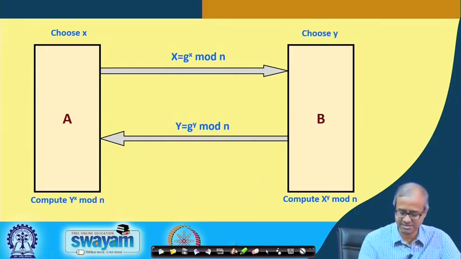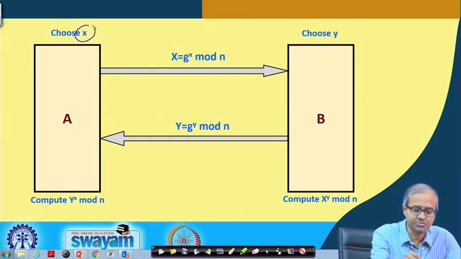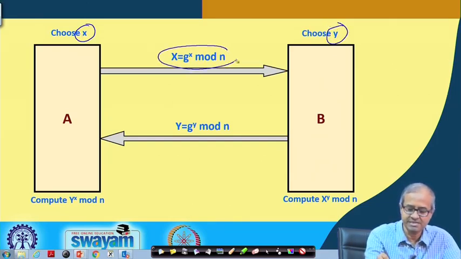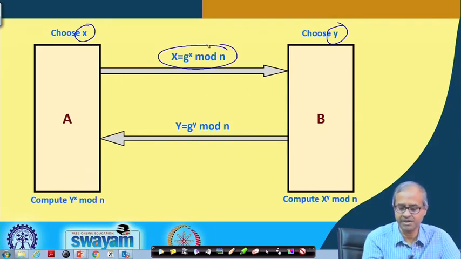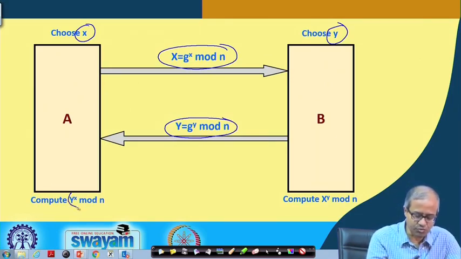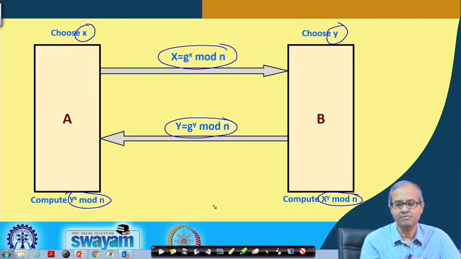Pictorially I am showing the same thing which I have just now mentioned. A chooses small x, B chooses small y. A sends this capital X to B, B sends capital Y to A. Finally, A computes Y to the power x mod n and B computes X to the power y mod n. Finally, they both get the same value of key. This is how Diffie-Hellman key exchange works.